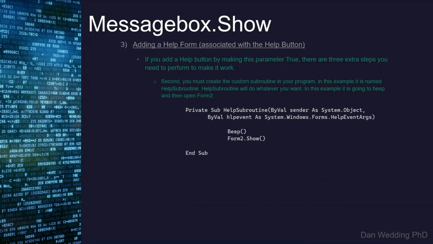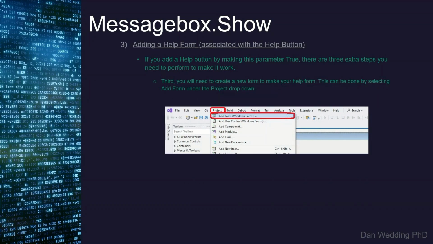Second, you must create a custom subroutine in your program. In this example, it is named Help Subroutine. Help Subroutine will do whatever you want. In this example, it is going to beep and then open Form 2. Third, you will need to create a new form to make your help form. This can be done by selecting Add Form under the Project dropdown.